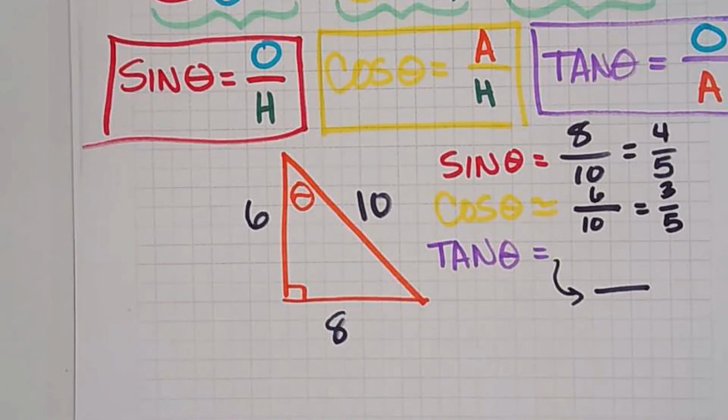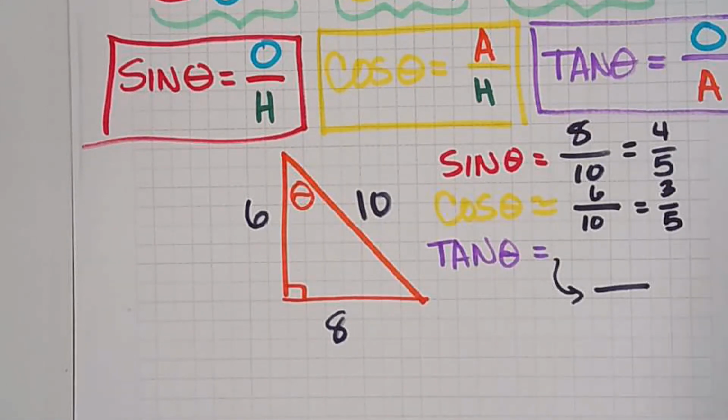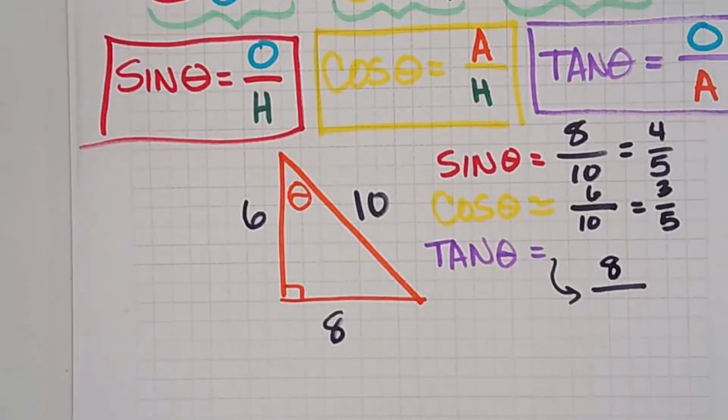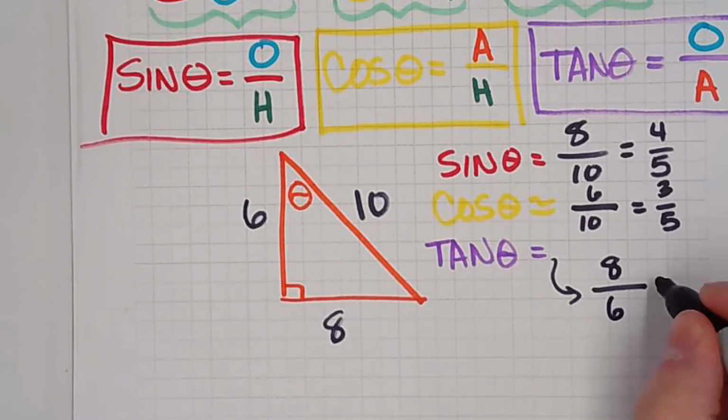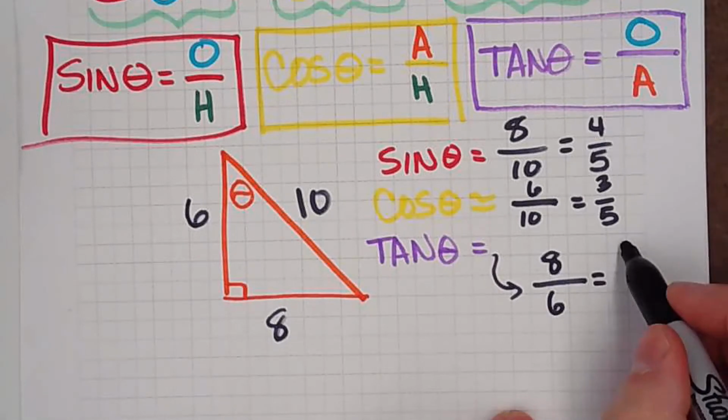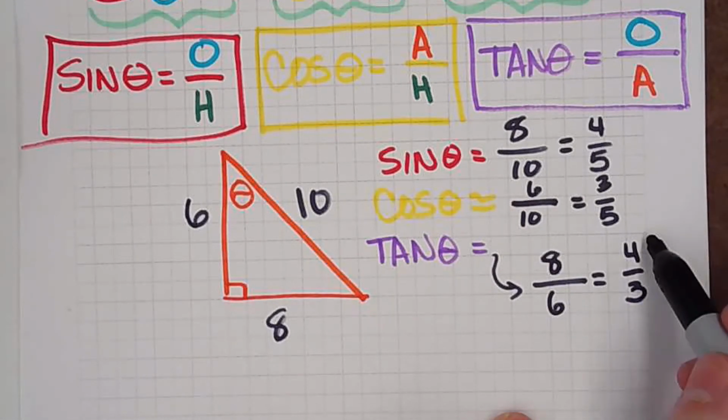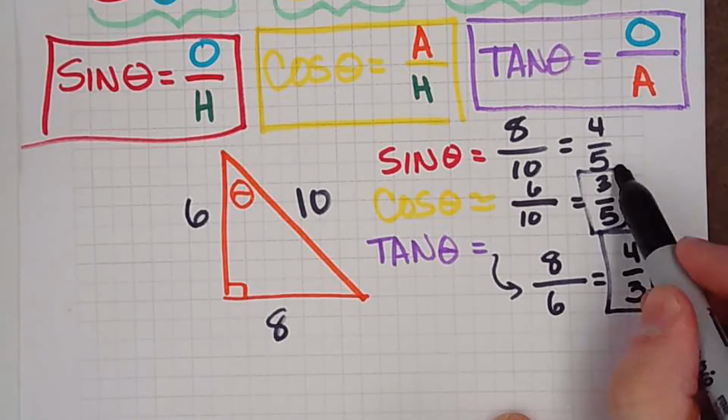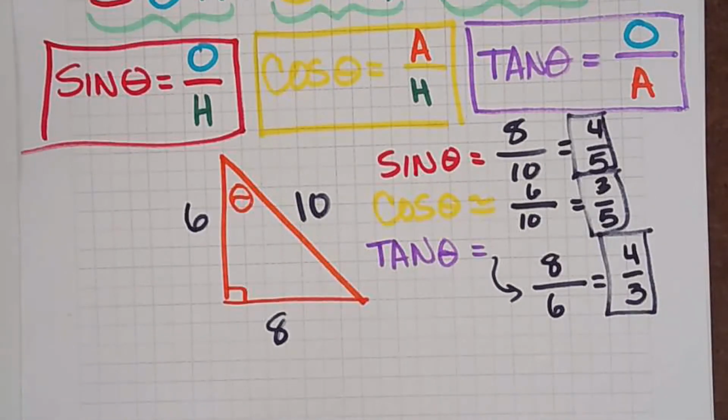Darn you fractions. Tangent is the what over the what, everybody? The opposite over the adjacent. What's our opposite, Morgan? 8. And our adjacent, everyone, is 6. 8 over 6 simplifies to 4 over 3 because we can divide both by 2. So we have 4 over 5, 3 over 5, and 4 over 3: sine, cosine, and tangent. You don't have to simplify them. I'm not picky about that. As long as you can show me the relationship, that's what these things are. If this was algebra, simplify.